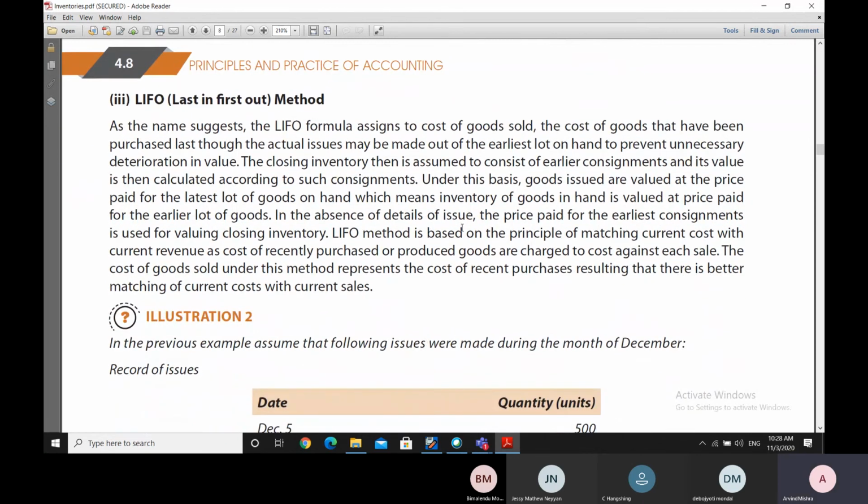On the other hand, we have the last in first out method also, and as the name says, the last in first out formula assigns to the cost of goods sold the cost of goods that have been purchased last, though the actual issues may have been made out of the earliest lot on hand. Here what is being assumed is that whatever is purchased last is issued first. It is the very opposite of the first in first out method.